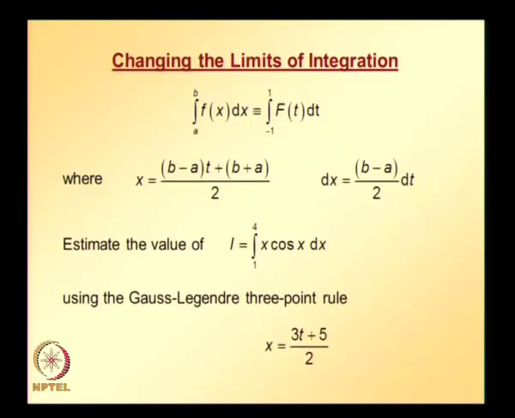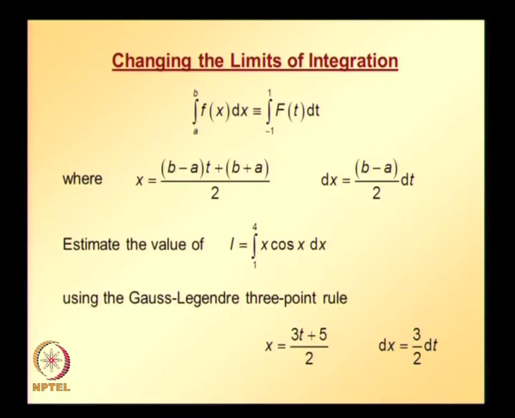So, now let us estimate the value of the integral 1 to 4 x cos x dx. Here it is mentioned that we need to use the 3-point Gauss-Legendre rule. So, first job is to change the limits of integration. We need to make a substitution, x = (3t + 5)/2 and dx needs to be replaced with 3/2 dt. So, making these substitutions, we can proceed as we already discussed by taking 3 points. We already know what are the locations and what are the corresponding weights.